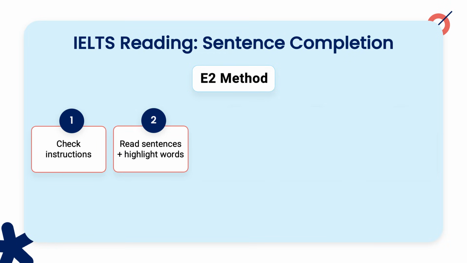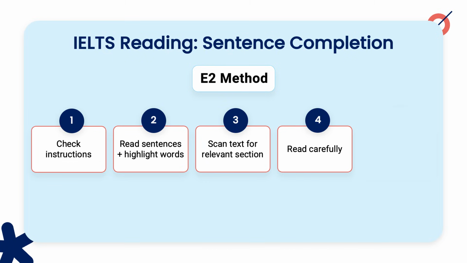In step 2, you'll read the sentences and highlight keywords. Those keywords will help us when we're searching through the text to locate our answers. In step 3, you need to scan the text for the relevant section. This means you need to look for the correct part of the text that corresponds to or refers to the sentences that you're completing. Step 4 is read carefully. Once you've found the relevant section of the text, you need to read it carefully for meaning to lead you to step 5, which is to choose your answer.